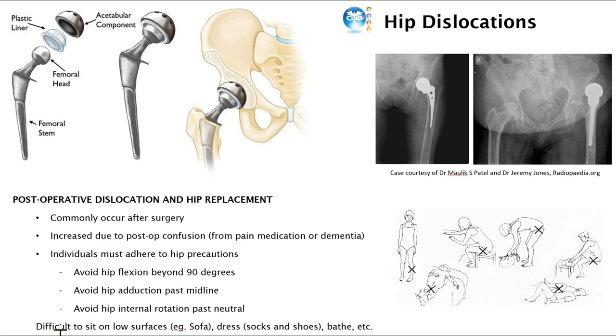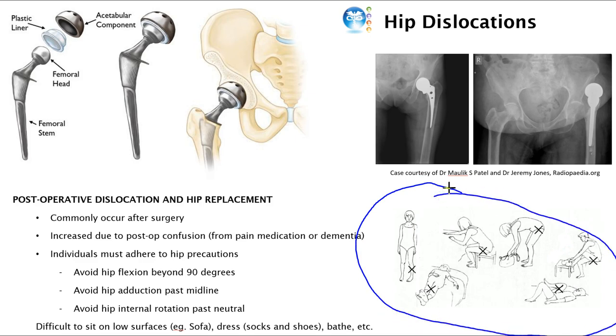A third common clinical scenario for hip dislocation is after hip replacement surgery, since the decreased integrity of a new joint enhances its vulnerability. Depending on the surgical approach, a series of hip precautions are often prescribed to help prevent a mechanical dislocation. Such precautions include restricting the patient to less than 90 degrees of hip flexion, as seen here in these two pictures, avoiding hip internal rotation past midline, and avoiding hip adduction past midline.